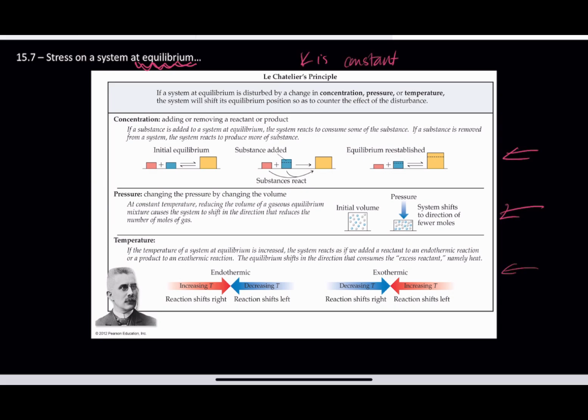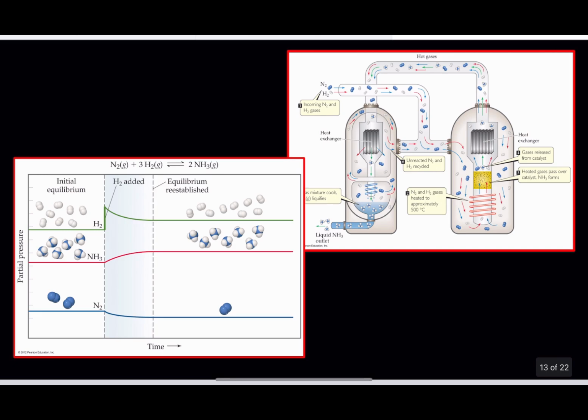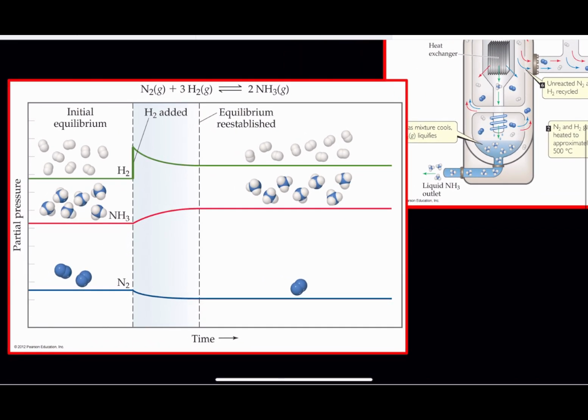So let's talk about those a little bit more specifically. First, let's talk about the effect of changing concentration, which, if we're talking about a gaseous system, would mean also increasing the partial pressure of something. So here we have this system where we have, again, the production of ammonia from nitrogen and hydrogen. We have initial equilibrium, because again, that's one of the key criteria, and then we add some H2, meaning we increase the concentration of one of the reactants.